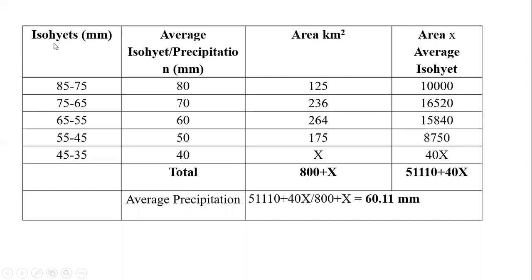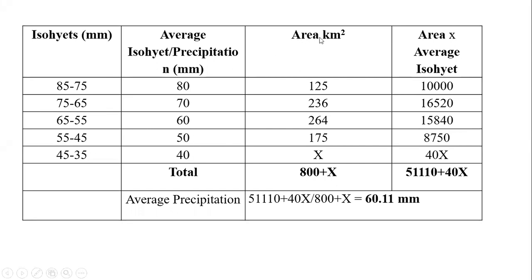For this example, I have prepared the solution in tabular form. The isohyets given to us in millimeters are in the ranges 85 to 75, 75 to 65, 65 to 55, 55 to 45, and 45 to 35. Then the average precipitation in millimeters is the average of those two: 85 to 75 is 80, 75 to 65 is 70, then 60, 50, and 40.